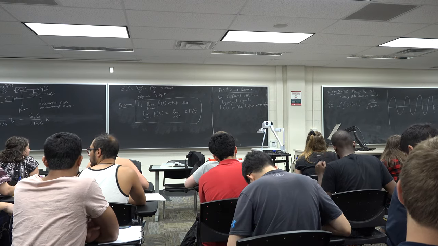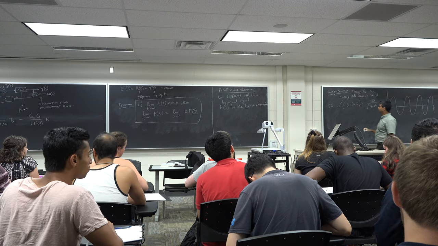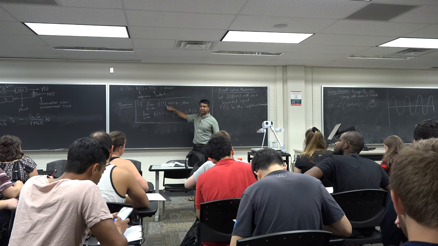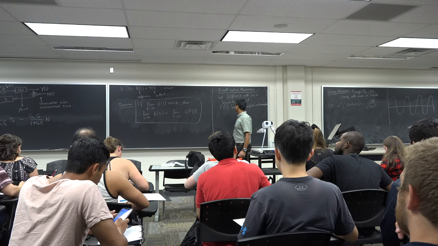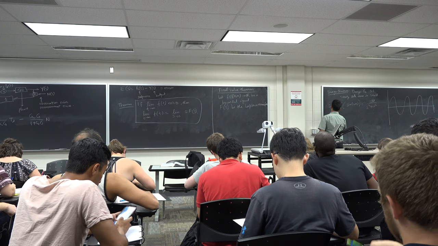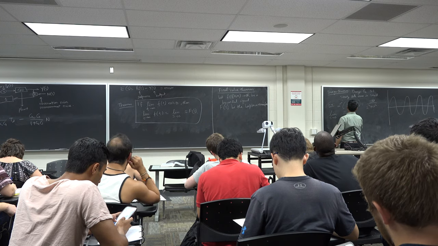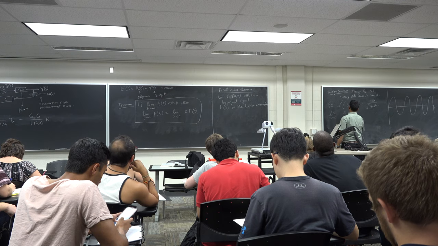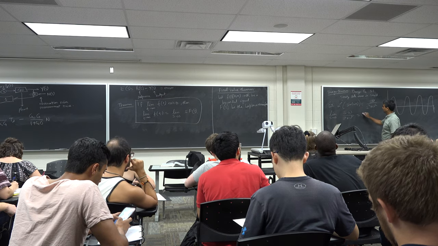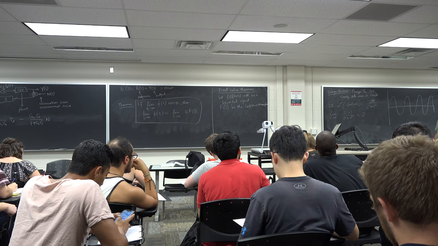But it doesn't have a limit. Now let's apply the final value theorem. I know that the hypothesis doesn't hold true, but let's apply the final value theorem nonetheless. So I get limit s goes to 0 of s times omega over s square plus omega square. This is equal to 0.